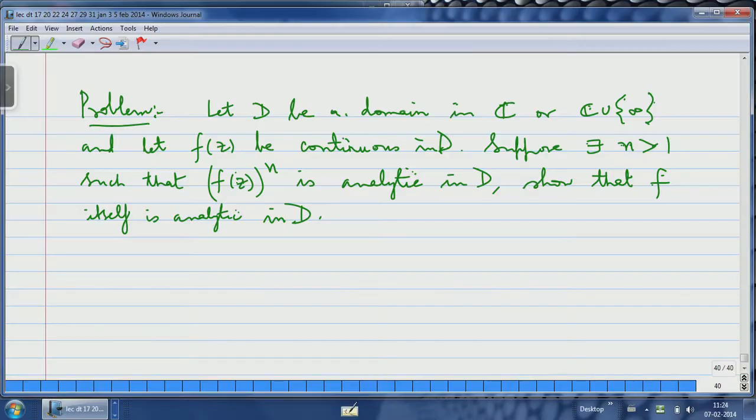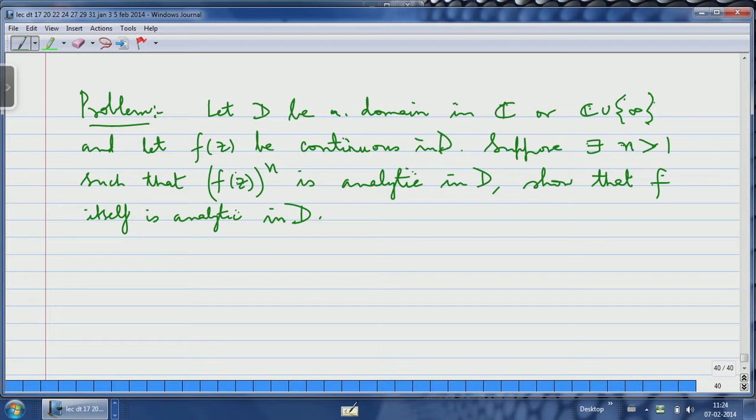Okay, so the idea is very simple. You have a domain, of course, a non-empty connected open set. You can take the domain either in the complex plane, or you can include the point at infinity if you want. Maybe you first try it for a domain in the complex plane, and then you will see that the same arguments will work for the point at infinity. Suppose f is continuous in D, and there exists an integer power of f greater than 1 which is analytic, then f itself has to be analytic. Okay, so you can try this.